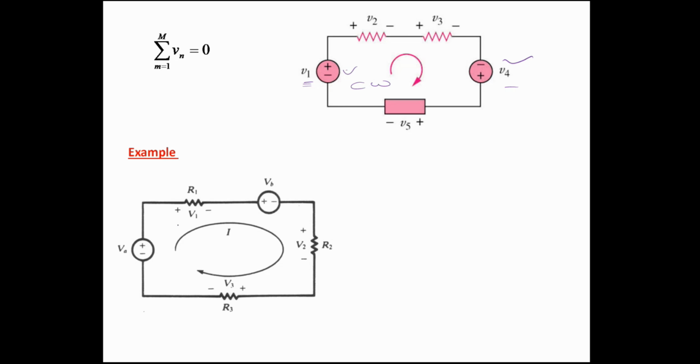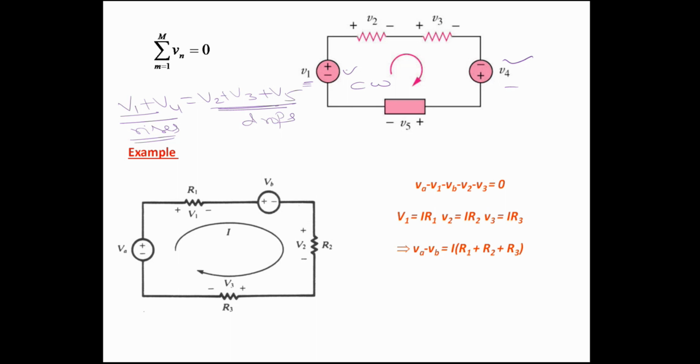So we can say here, look at this diagram, right? And here you can write it as V1 plus V4 is equal to V2 plus V3 plus V5. These are the rises, and these are the drops. The sum of the voltage rises is equal to the sum of the voltage drops. This is Kirchhoff's voltage law.